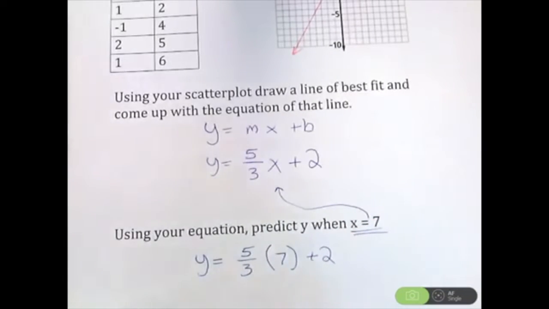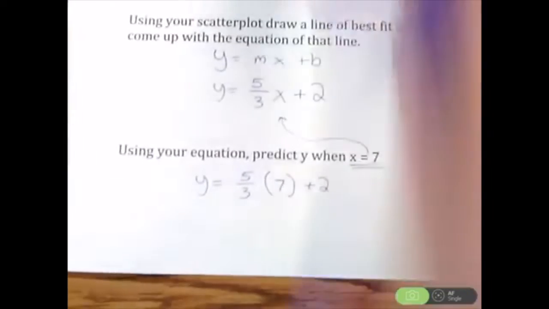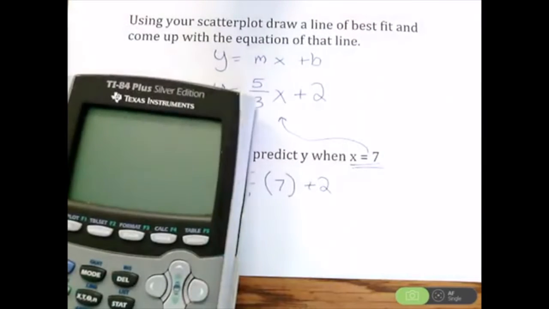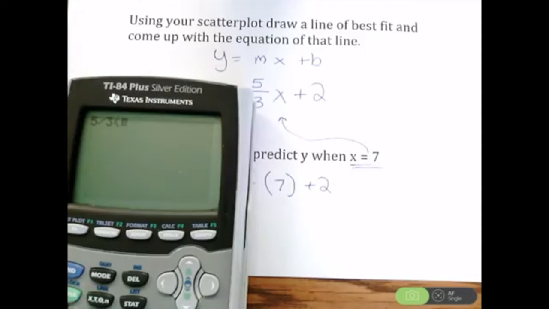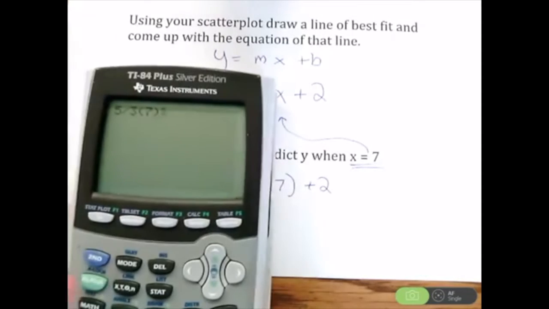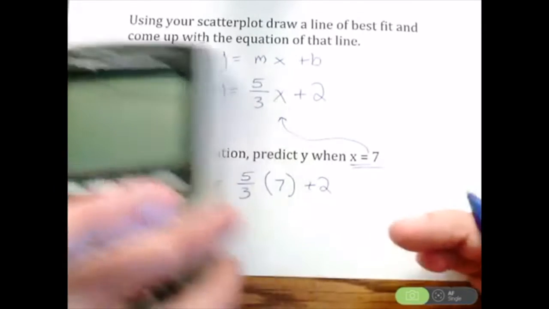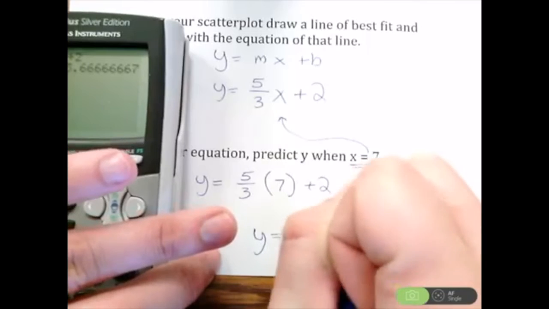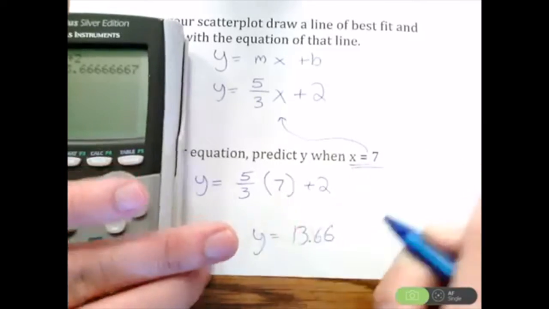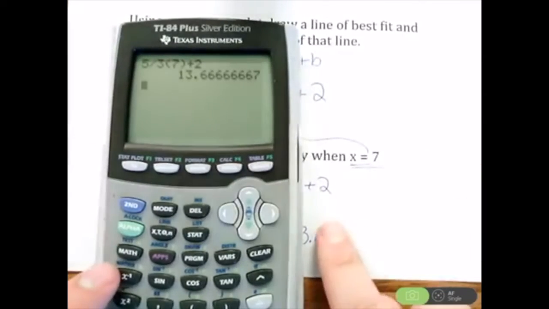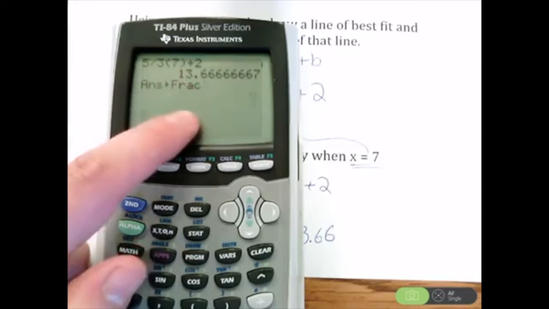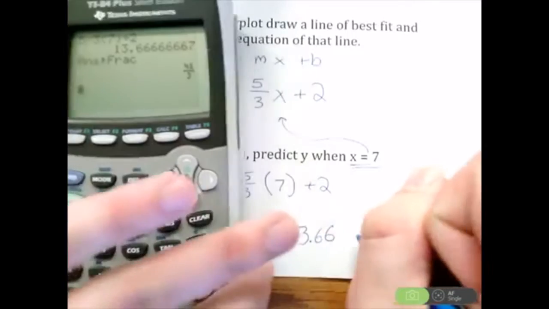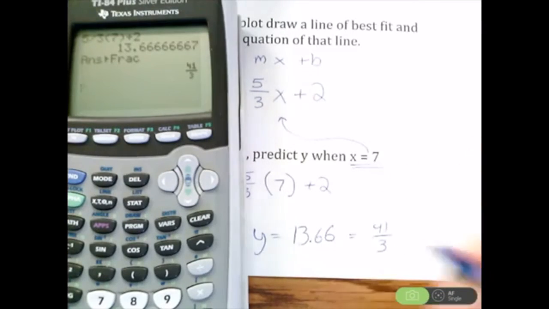And I'm going to take a calculator and type this all in. So here we go. 5 divided by 3, parentheses 7, plus 2. So I get y equals 13.666. That's the decimal answer. If I wanted the fraction answer, math, frac, enter, 41 over 3. Both of those would be correct.